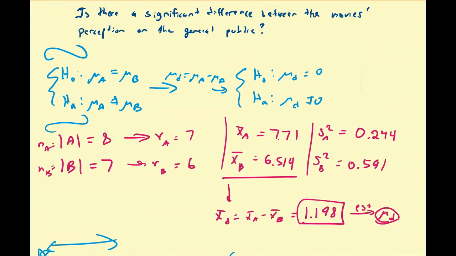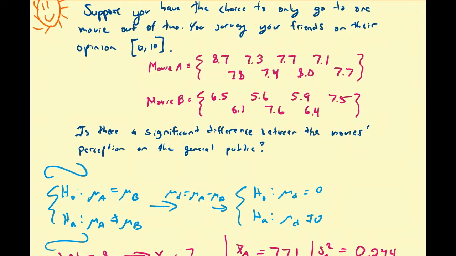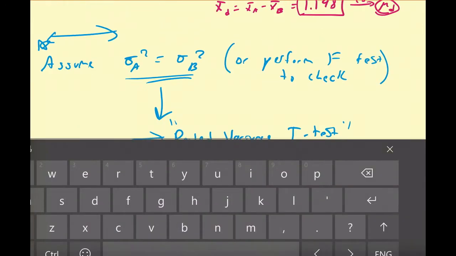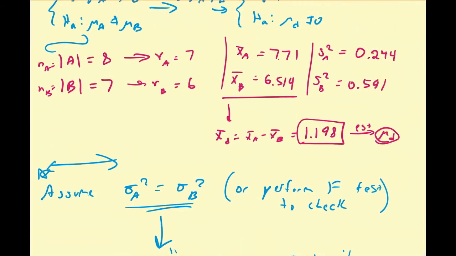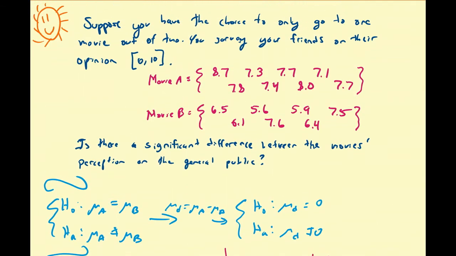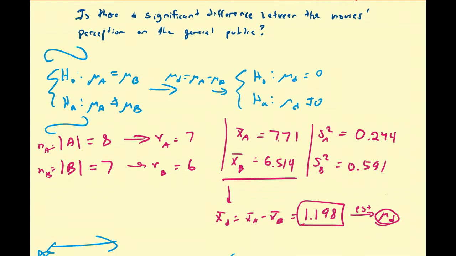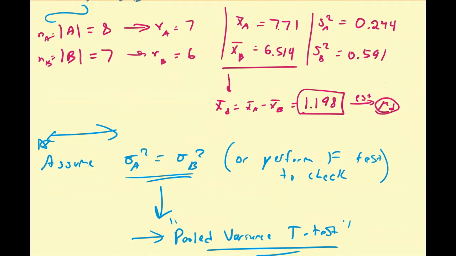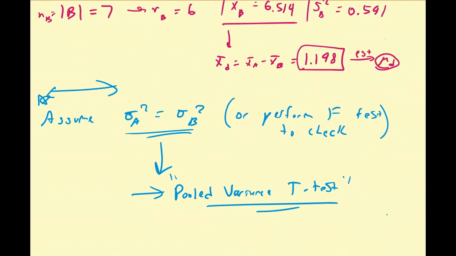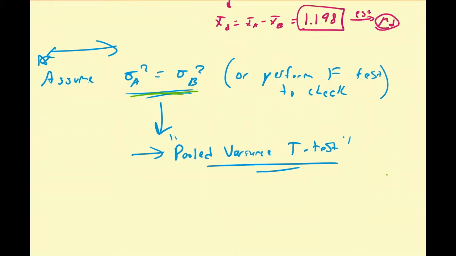Now, why do we use a pooled variance t-test instead of a paired difference t-test? Well, if we go back to our movie samples, these values don't really correspond to one another. That is, these aren't the same exact people who went to the same exact movies. They're just randomly selected friends that have watched movie A and movie B. So that's why we use a pooled variance t-test instead of a paired difference t-test, for the critical reason that the variances are assumed to be equal.